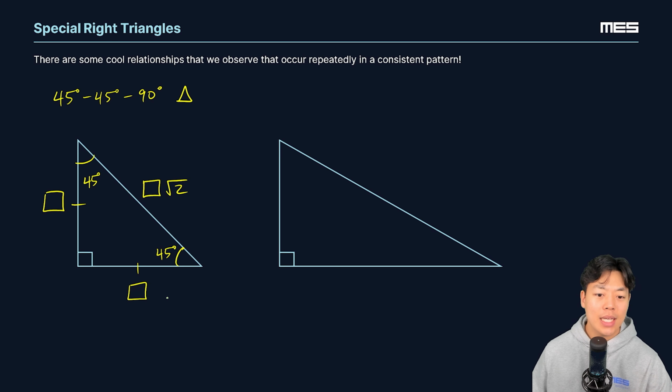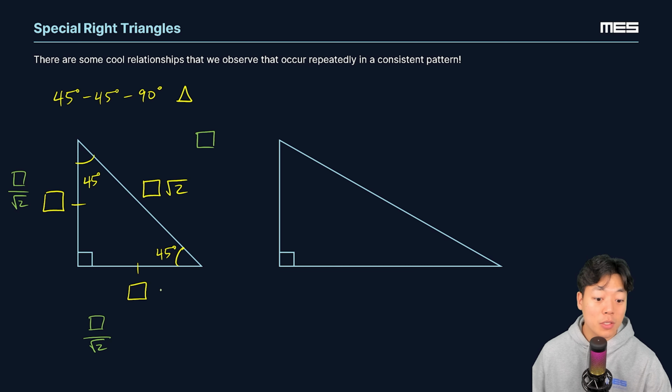In reverse, if we had box over here, then the legs will be box over radical 2 and box over radical 2. Because if we multiply by radical 2 going from the leg to the hypotenuse, then going in reverse, we must divide by that radical 2. So that's why I did it in different colors here.